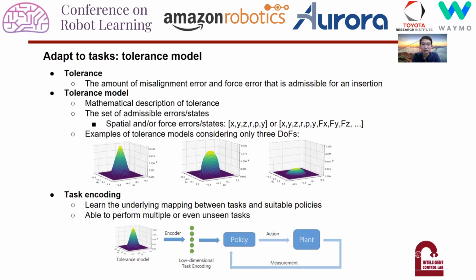We then map the tolerance model to a low-dimensional task encoding for our network. In this way, the policy network can learn the underlying mapping between the tolerance model and the suitable strategies for different tasks. Even given a new task, the policy can infer the suitable strategy based on the task encoding.